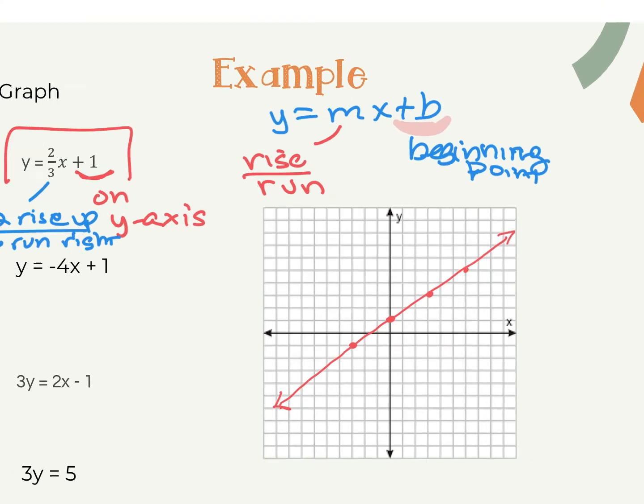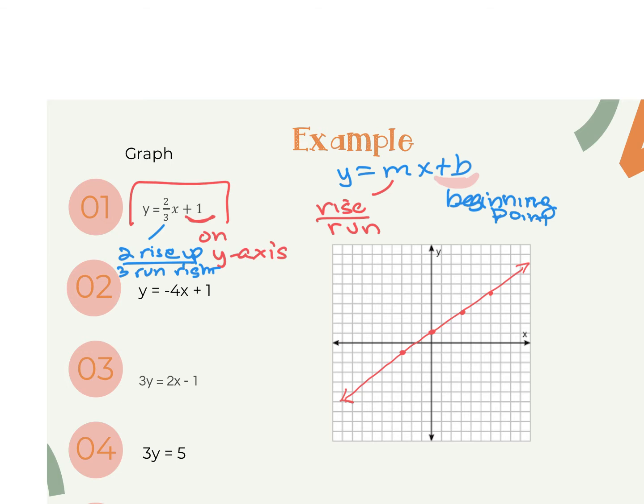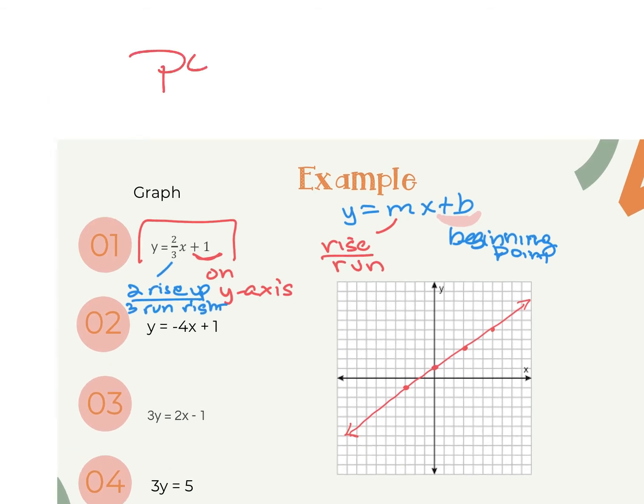The next one, same thing. Now, another thing to keep in mind is when your slope is a positive number, it's going to rise from left to right. When it's a negative number in front of that x, it's going to fall from left to right. So for the next one, my beginning point is the same place.